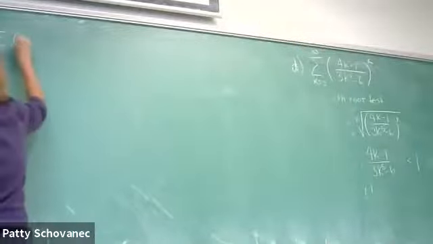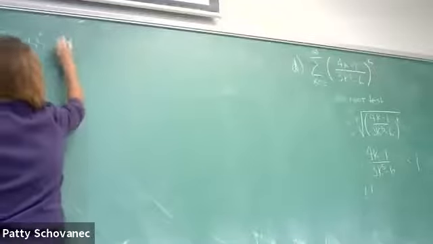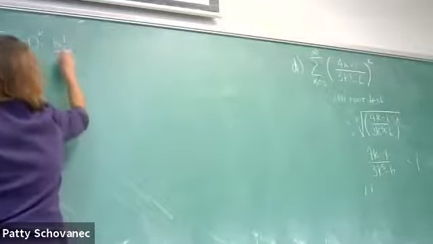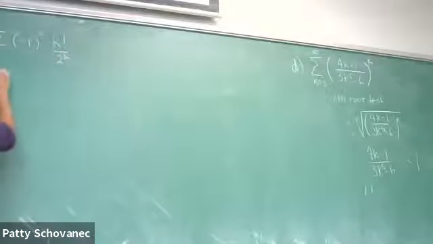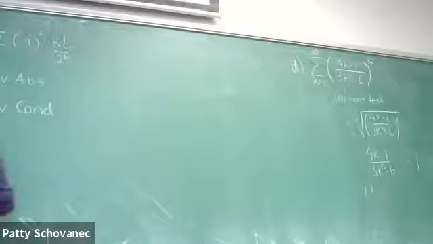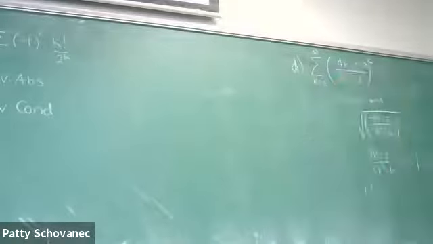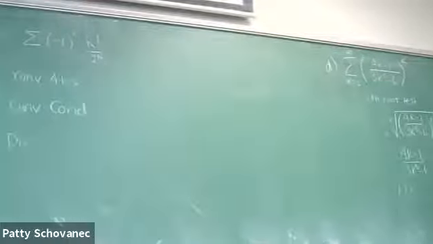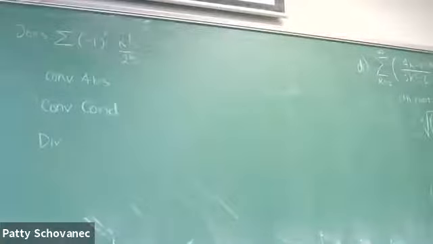And we're looking at the series, (-1) to the k, k factorial over 2 to the k. Does it converge absolutely? Does it converge conditionally? Or does it diverge? K goes from 1 to infinity. It has to start at 1, since there's a k squared in the bottom.